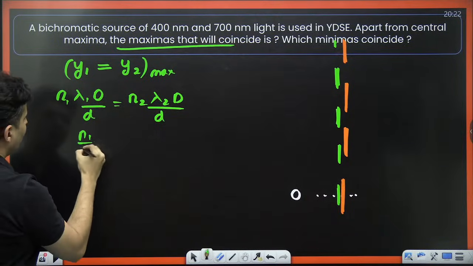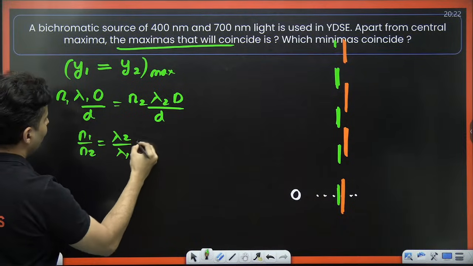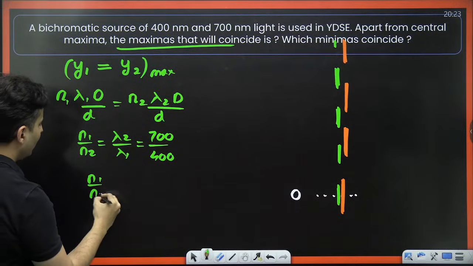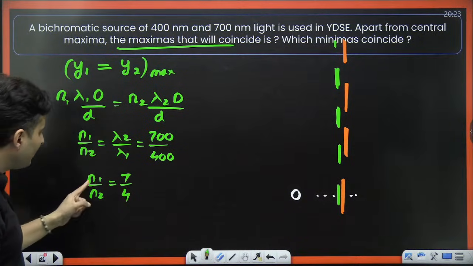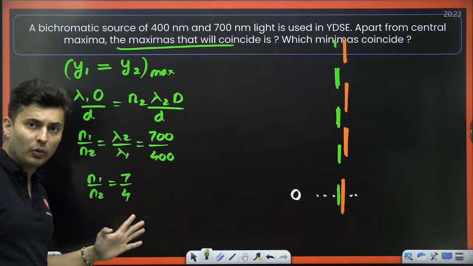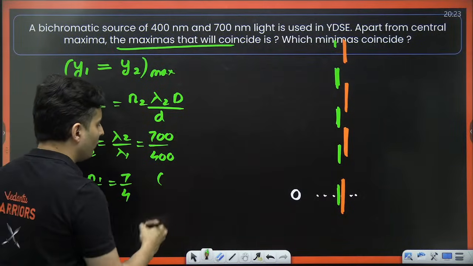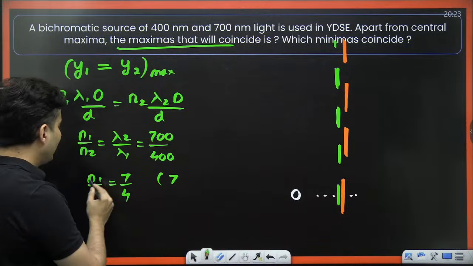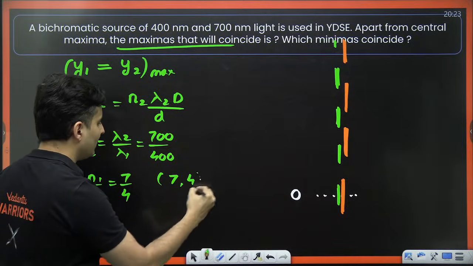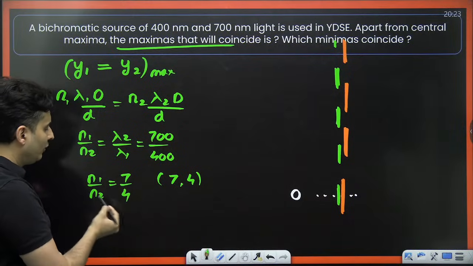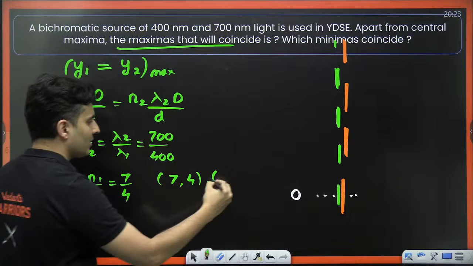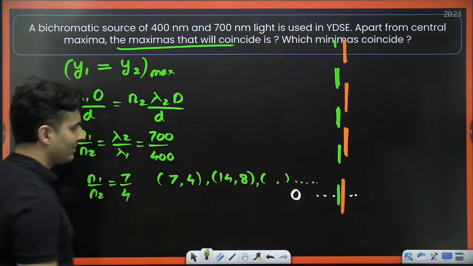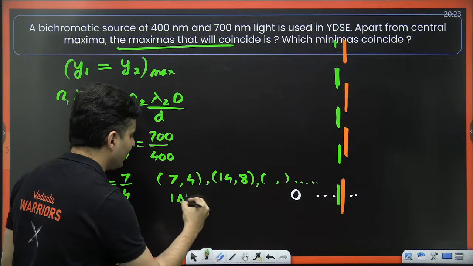D by d cancels. So n1 by n2 will be lambda 2 by lambda 1, which is 700 by 400, so n1 by n2 will be 7 by 4. This means the ratio of n1 and n2 will be 7:4. So if you try to form ordered pairs, the first time they will coincide will be the 7th fringe of 1 with the 4th fringe of 2. The next ordered pair that you can get is 14 and 8, and so on and so forth. You will get many such ordered pairs. But this is the first time they coincide.